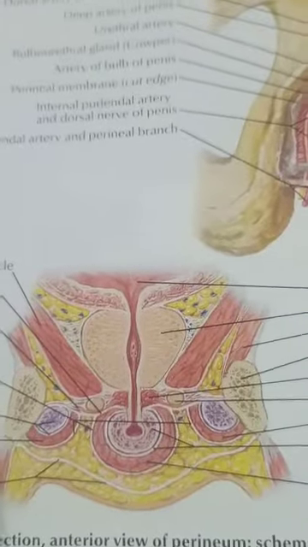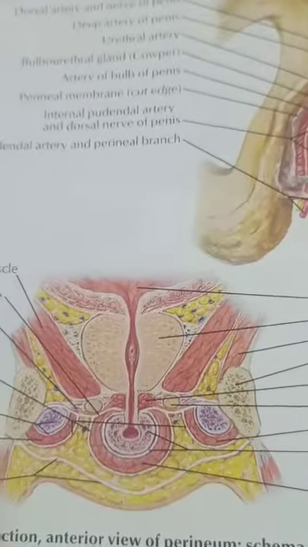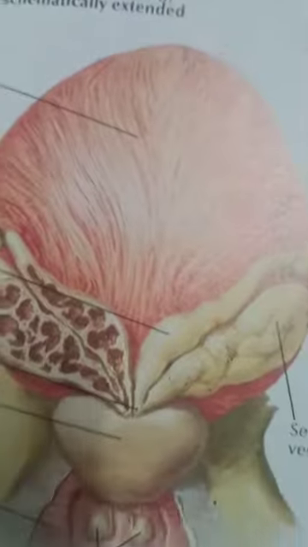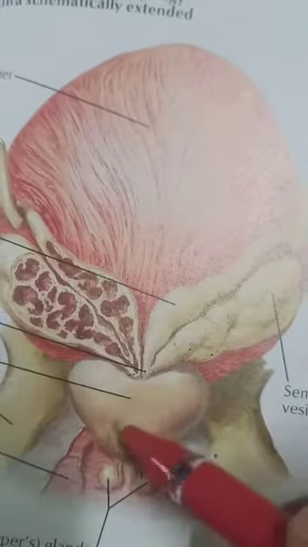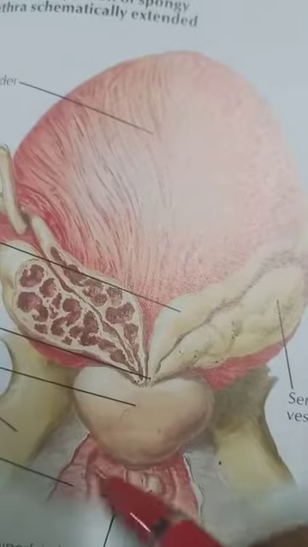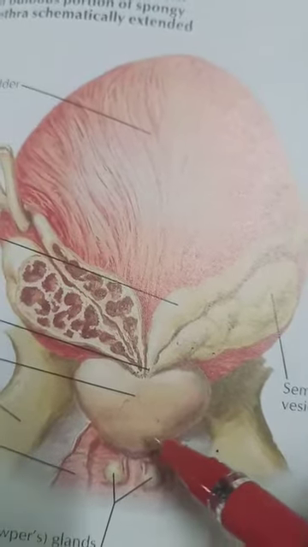So these are the surfaces of the prostate gland. The prostate gland has an apex and a base, then an anterior surface, a posterior surface, and two infralateral surfaces. These are the gross features.